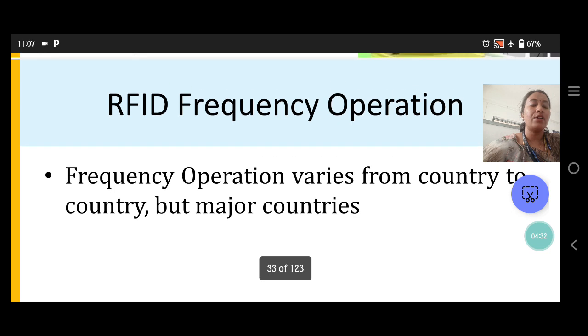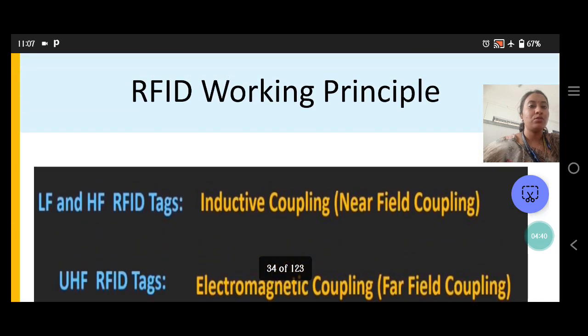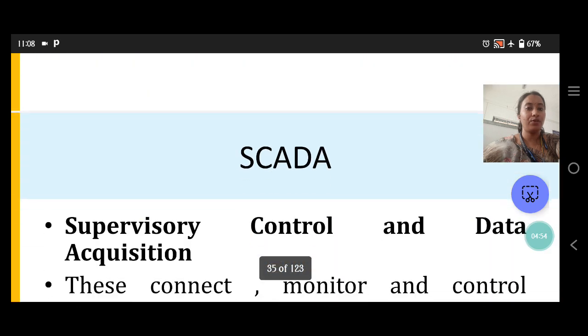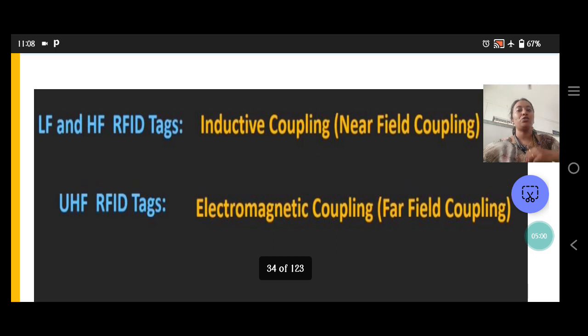RFID frequency operation varies from country to country. Now for the RFID working principles: LF and HF RFID tags use inductive coupling, near-field coupling, while UHF tags use electromagnetic coupling, far-field. We will look at electromagnetic coupling in detail. These tags are also electromagnetic tags.